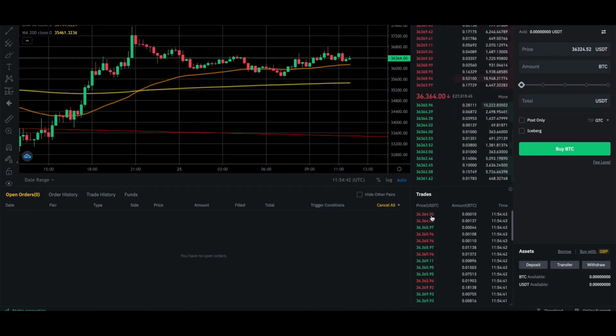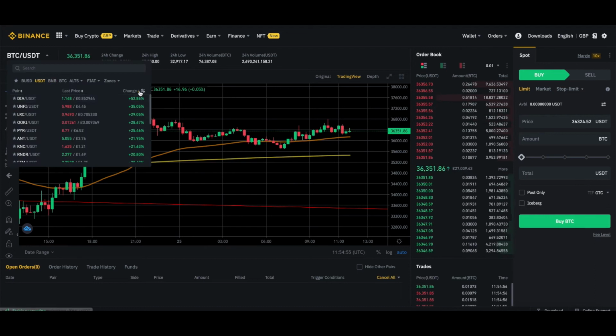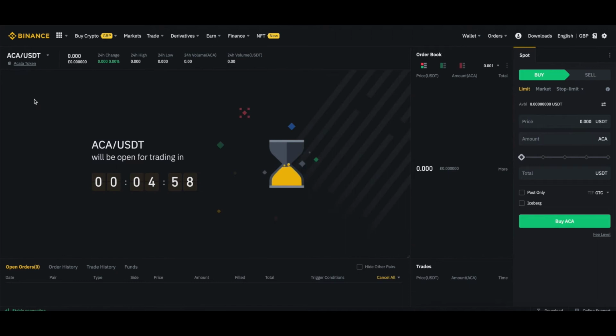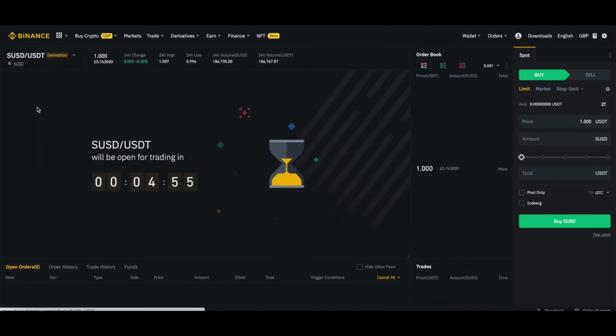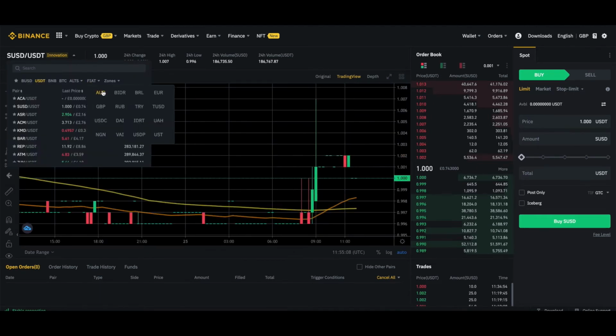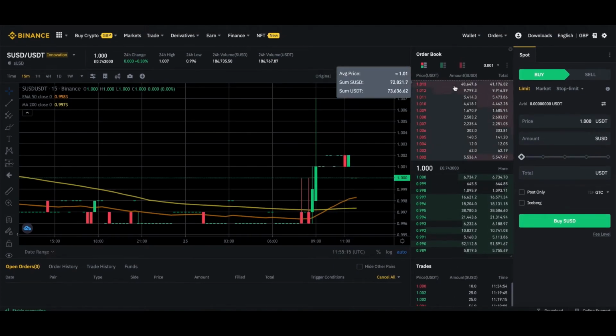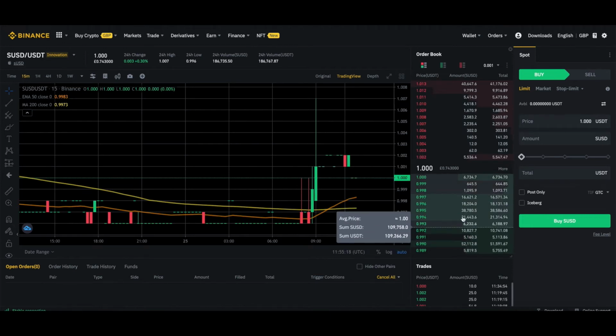Obviously this is Bitcoin that we're trading on here, so it's very volatile. There's lots of trades coming through, so you can see by second there's tons of trades coming through. But if you went onto something that didn't have the same sort of volatility, this ACA, it's not started trading yet, but SUSD, I don't know what it is, its trading volume for the last 24 hours is only 180,000. So you can see it's a lot slower. There's no movement on this order book.